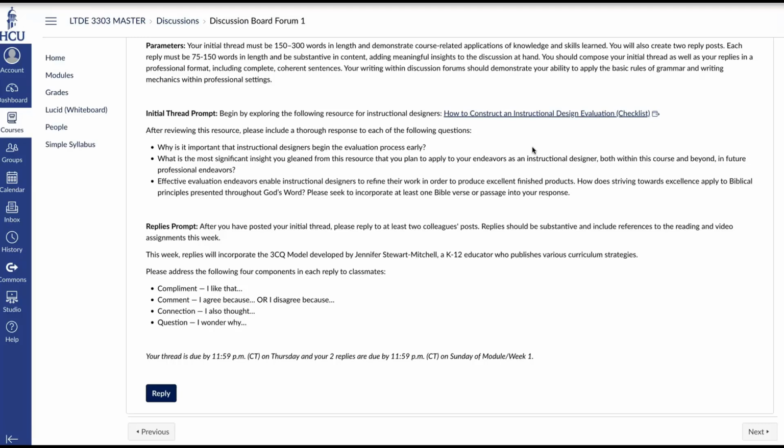After you have submitted your initial response by 11:59 p.m. on Thursday of Module Week 1, you will want to respond to 2 classmates. And for your responses, you will incorporate the 3CQ model, which includes 1 compliment, 1 comment, 1 connection, and 1 question. Your responses will be due by Sunday of Module Week 1 at 11:59 p.m.